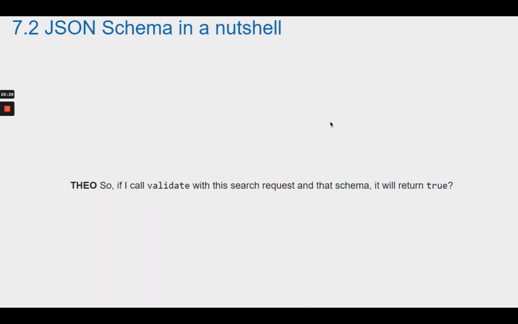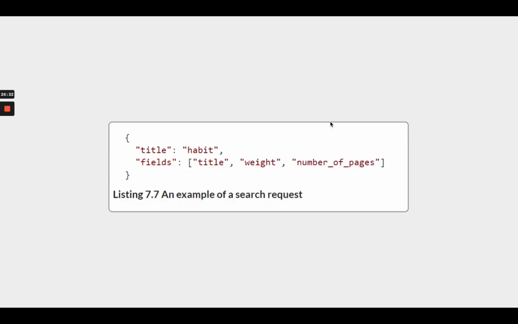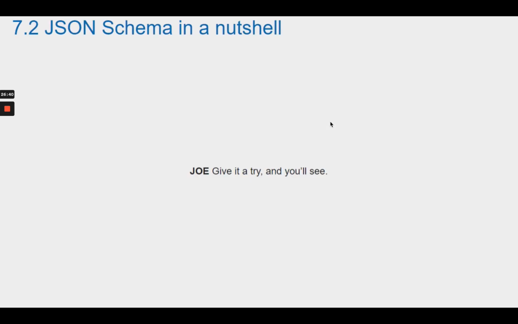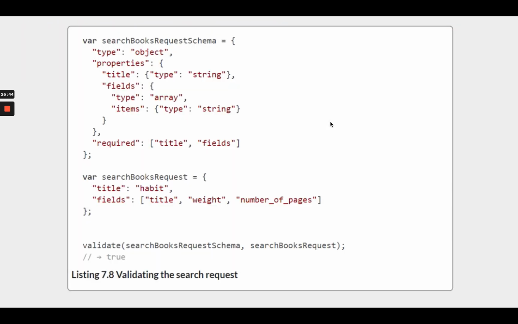Theo: So if I call validate with this search request and that schema, it will return true? Theo indicates the search request example from listing 7.7 and the schema from listing 7.6. Joe: Give it a try and you'll see. Indeed, when Theo executes the code to validate the search request, it returns true.